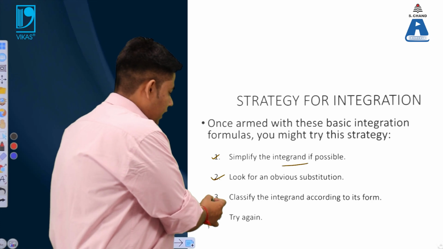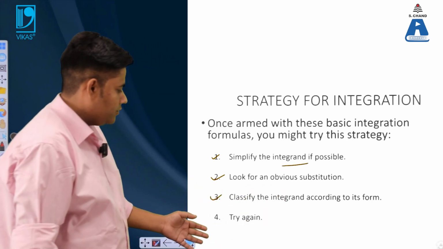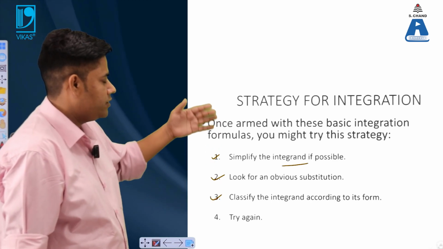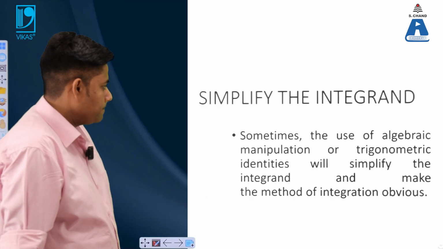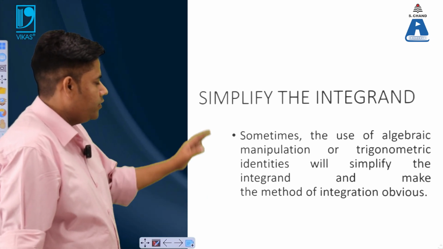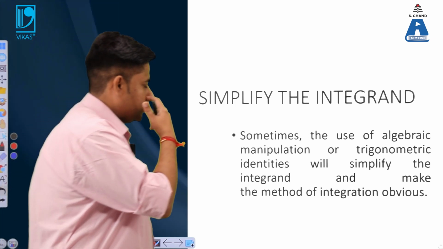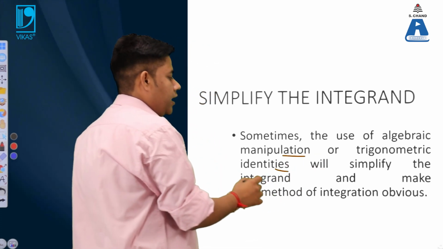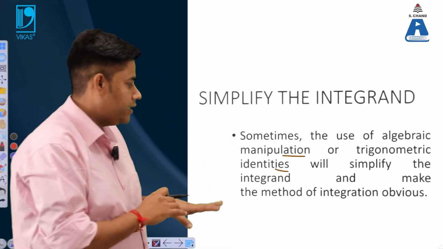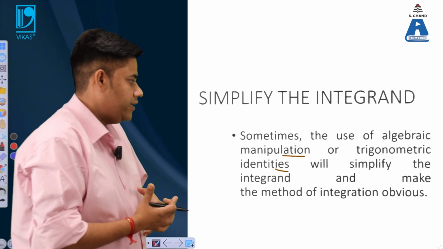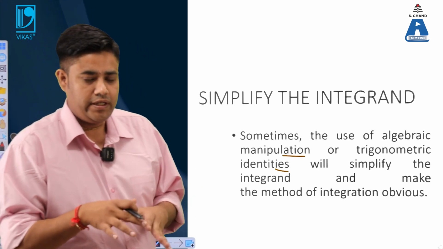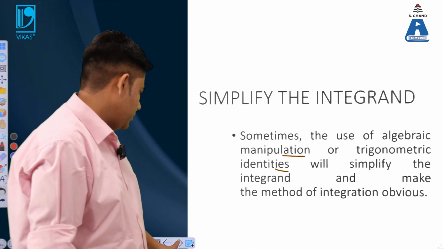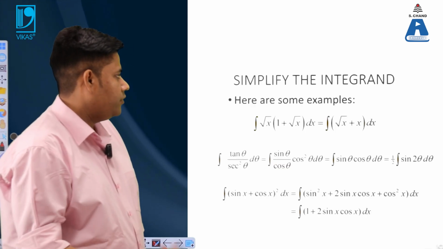And third, we classify the integrand according to the form, and we try again to get a particular solution. This is a particular strategy for doing the integration. Whenever we want to simplify the integrand, and algebraic manipulations or trigonometric identities are there in terms of your integrand that are required to be simplified, we need to look for the breakdown of those trigonometric identities, and then we try to integrate, so as to get the obvious solutions.